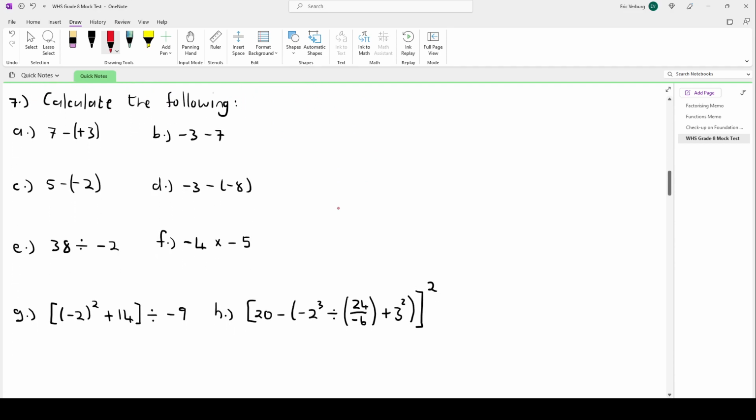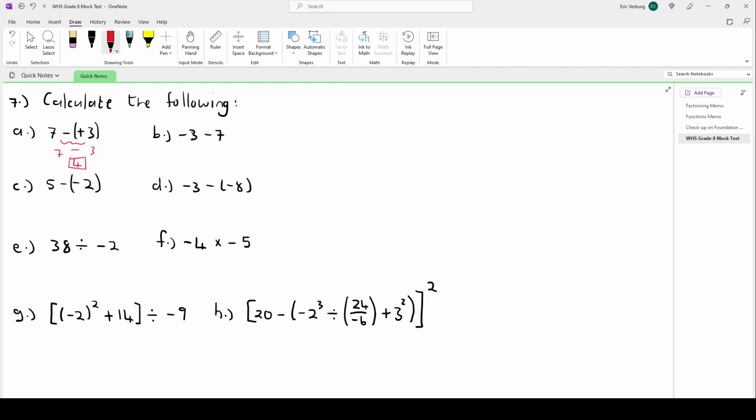Okay, calculate the following. So first up we have 7 minus positive 3. So a plus and a minus makes a minus. So we have 7 minus 3. And 7 minus 3 is 4.